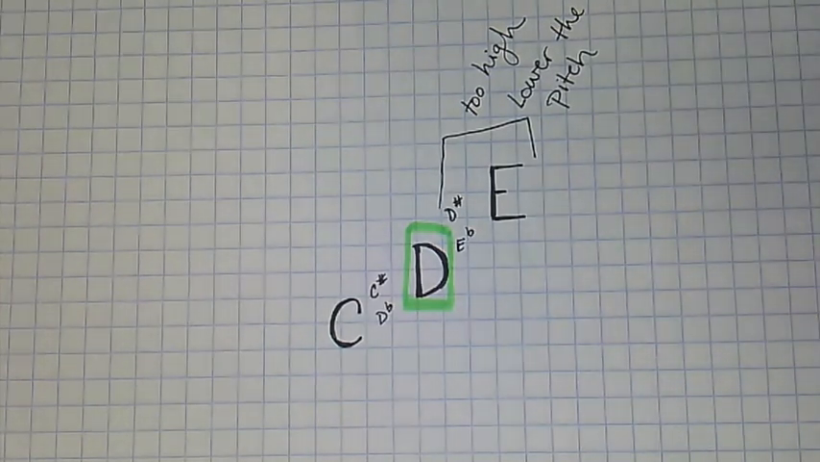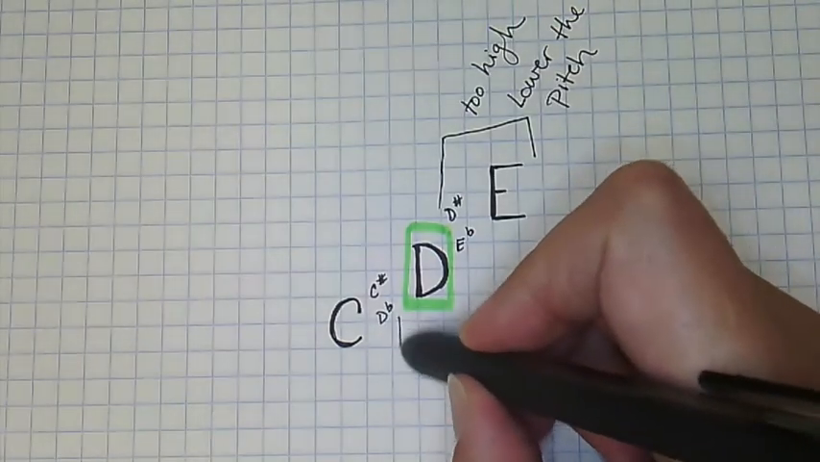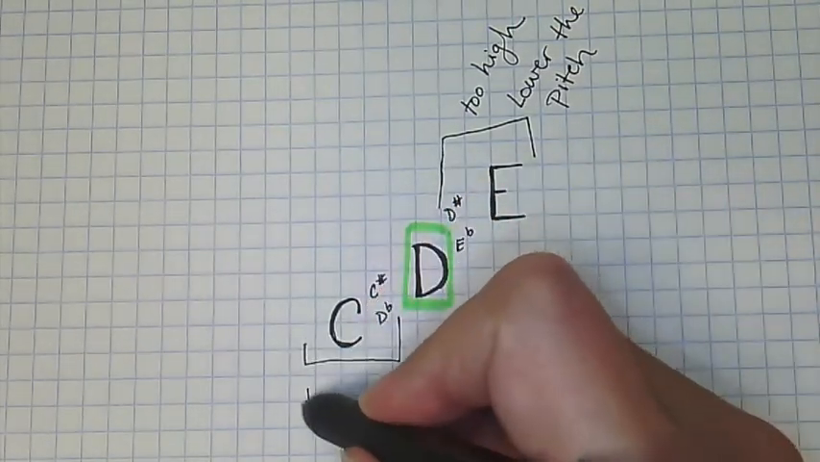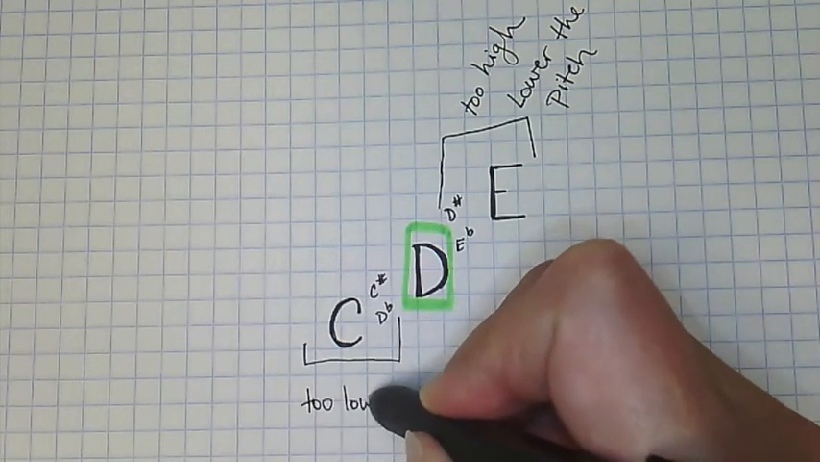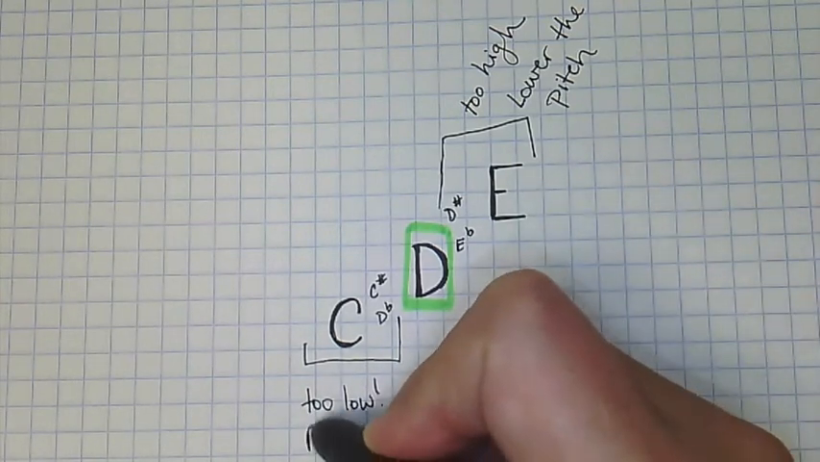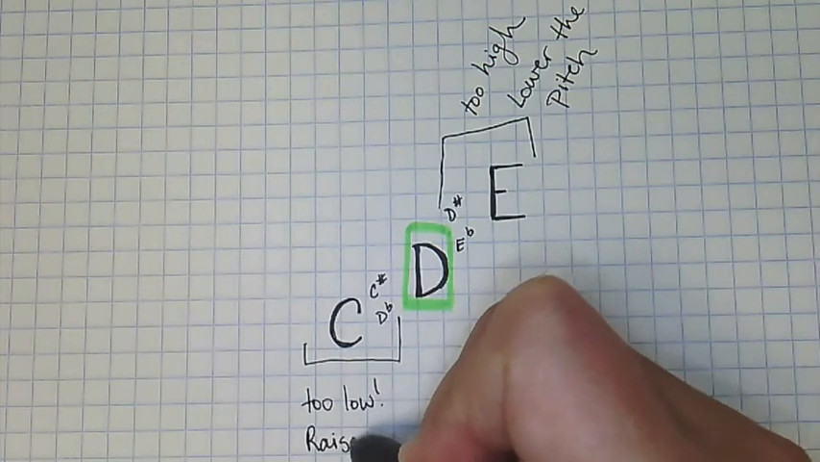If your tuner is reading out C, C sharp, or D flat, that's right below D, so your pitch is currently too low, and we need to raise the pitch to get it in tune to be D.